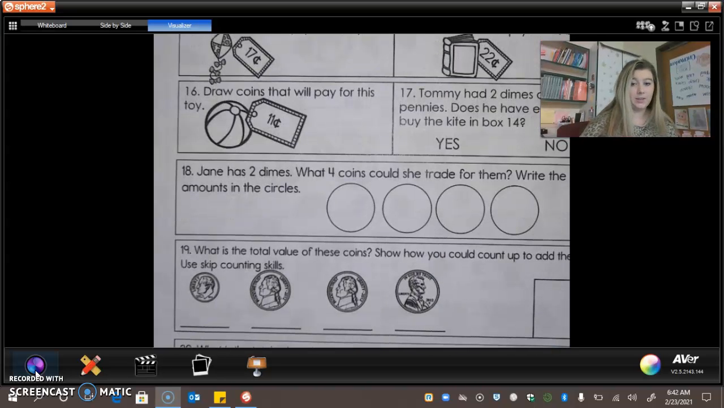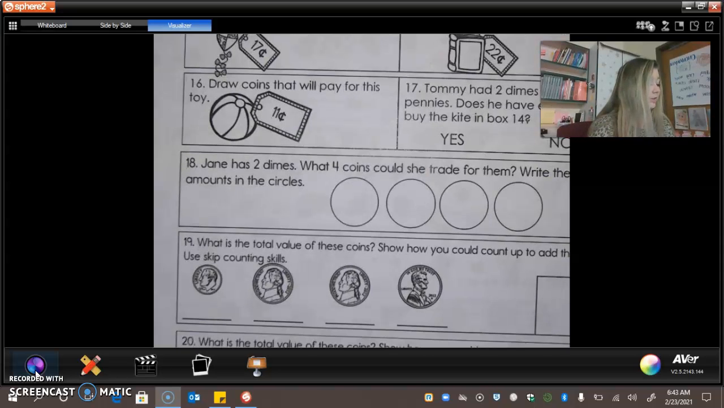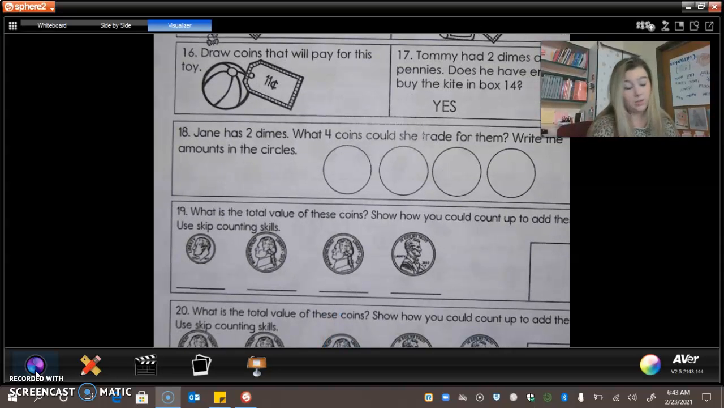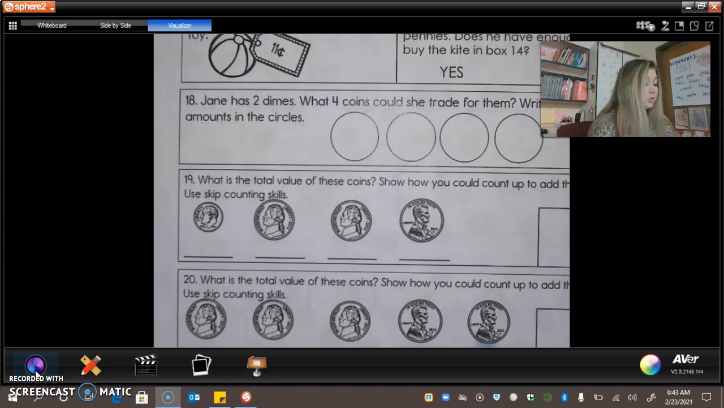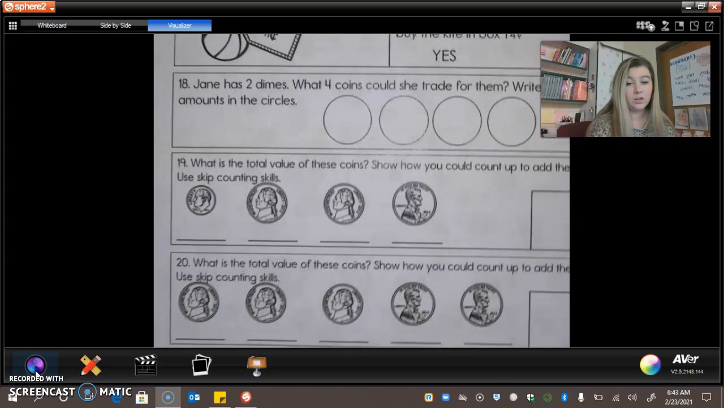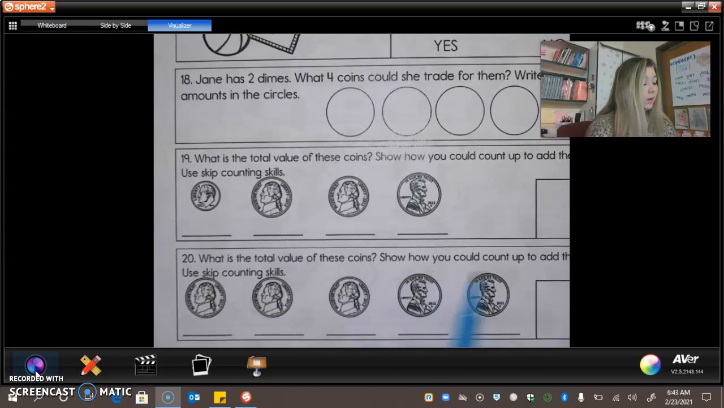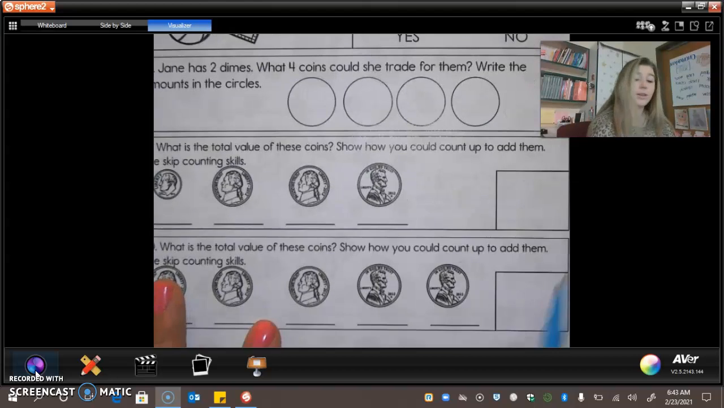Number 19. What is the total amount of these coins? We're going to be using our skip counting skills to add up these coins in our total. And number 20, what is the total amount of these coins? Show how you could count up and add them. Use skip counting skills. You're going to do the same thing. And don't forget to write the total amount in the box.